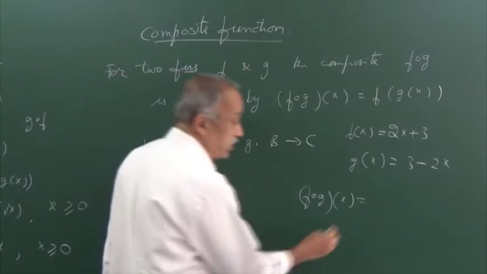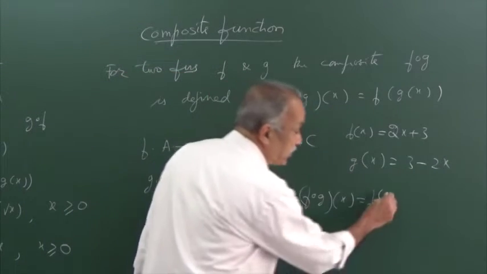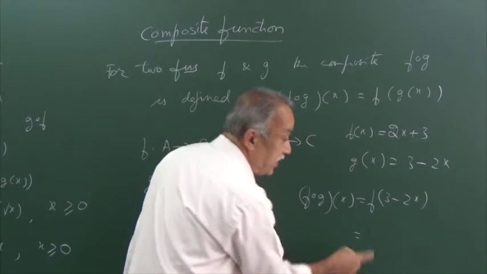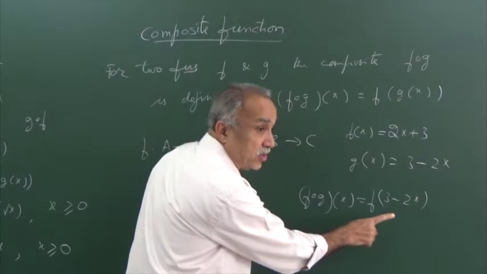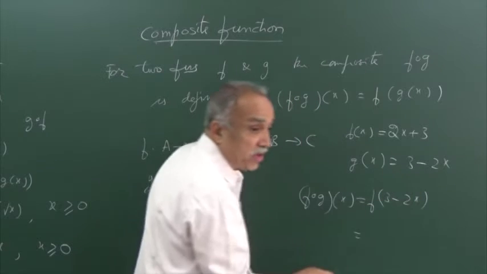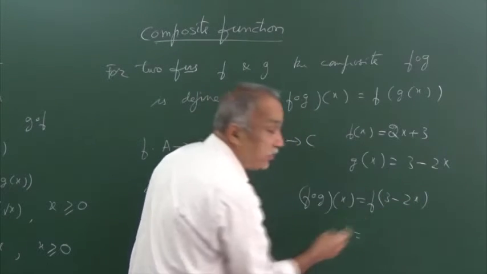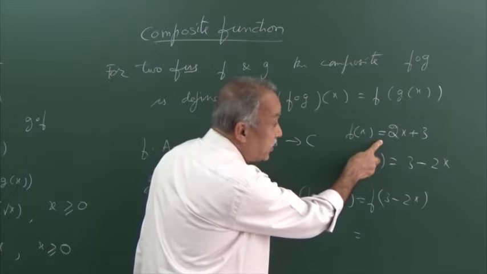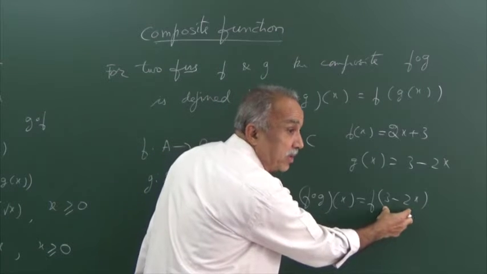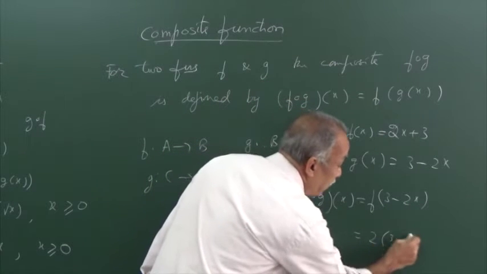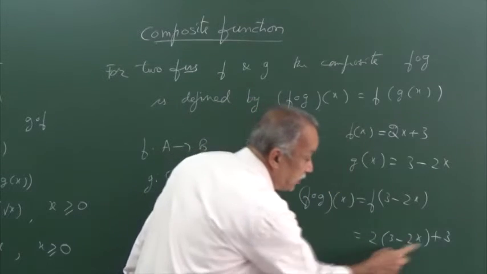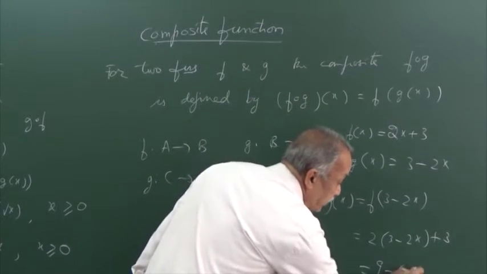Let me think of this. f of g of x. Is this defined for every x? Yes, no problem. No need to impose any condition. What is f of this? I need to apply this formula now, with x replaced by this number. 2 into 3 minus 2x, plus 3. What will it be? 6 plus 3, 9 minus 4x.